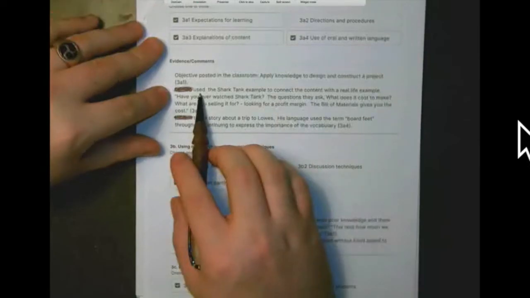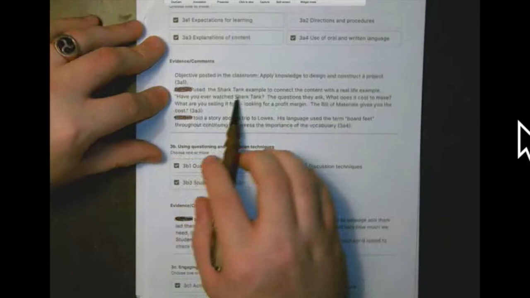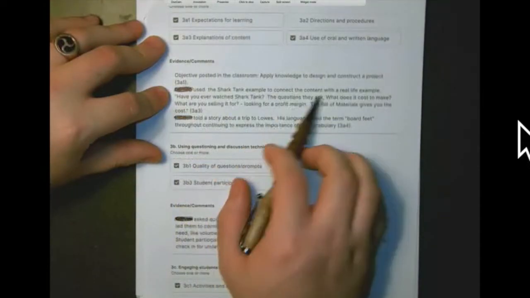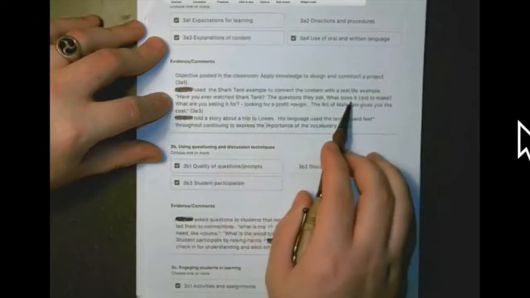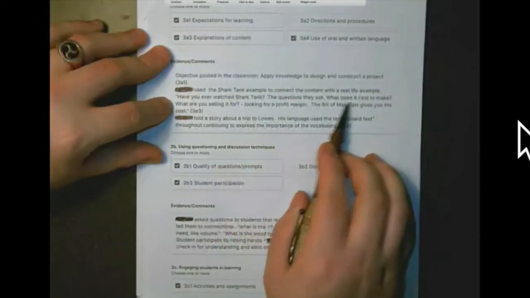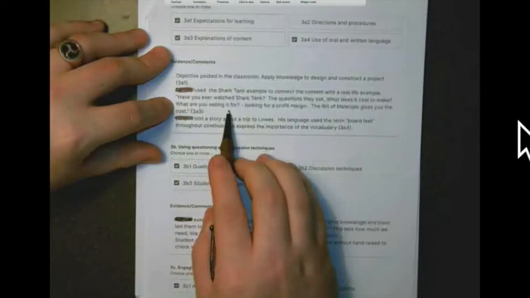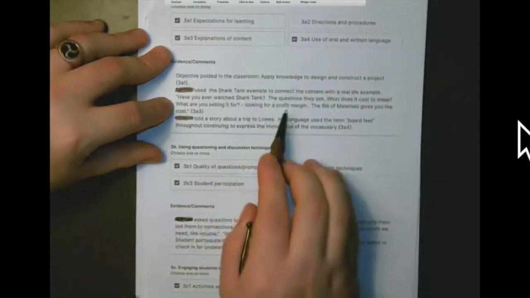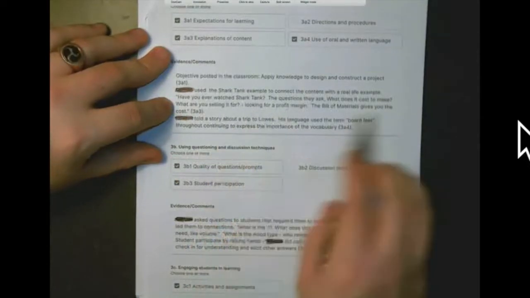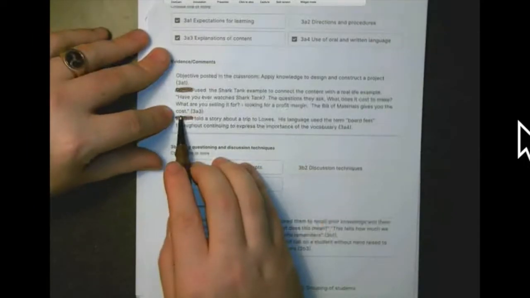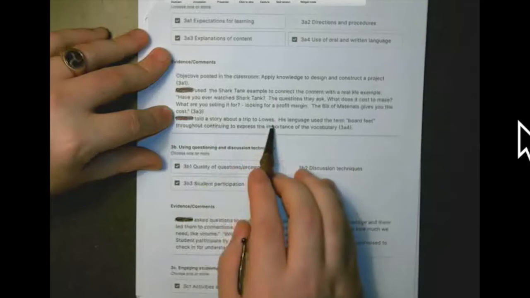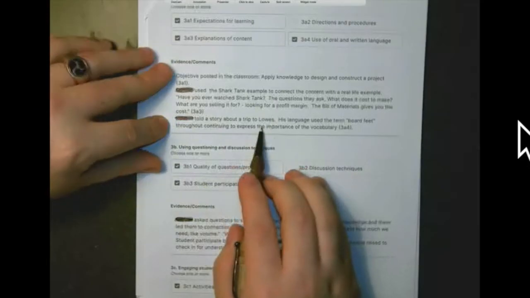As part of my storytelling, I used an example from Shark Tank, so that they have some sort of real life example. So I asked, what does it cost to make what you're building? If I wanted to make a profit, how much do I have to sell it for? I was looking for a profit margin. The bill of materials gives you the cost. That's the first step of it. I also then went into a trip to Lowe's. I need to know the amount of board footage. That's why that's relevant.